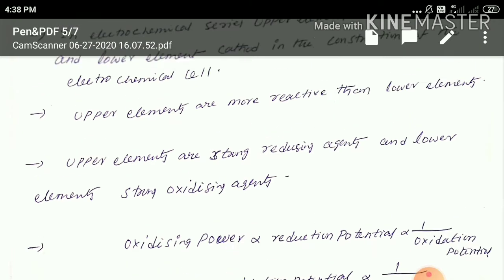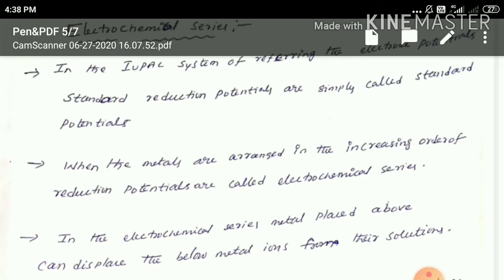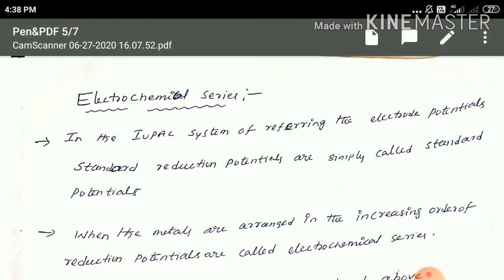Next, I am going to discuss the electrochemical series. What is the meaning of electrochemical series? Actually, according to the IUPAC system of referring to electrode potentials, the standard reduction potential values are simply called standard potentials. Any metal's standard reduction potential value is simply called a standard potential according to the IUPAC system.